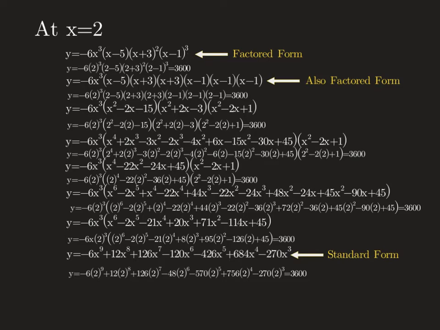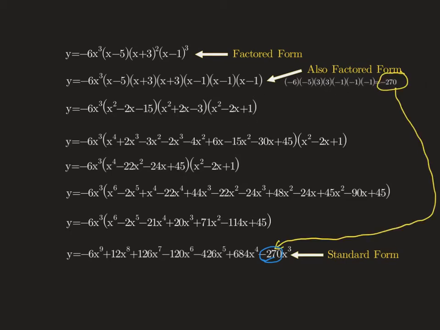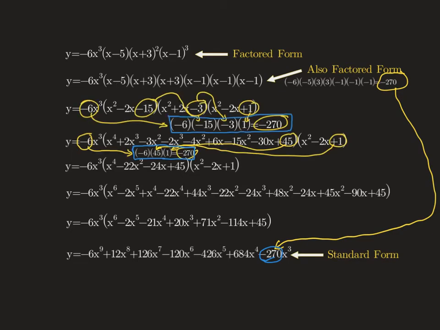One interesting thing that might come out of this, negative 270 here, this last one, well, that is negative 6 times negative 5 times positive 3 times positive 3 again times negative 1 times negative 1 times negative 1. Interestingly, if you notice, that last number is always when you multiply the last number of each set of brackets. That's what comes out of it.